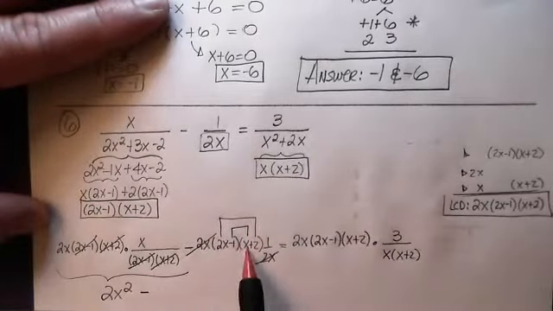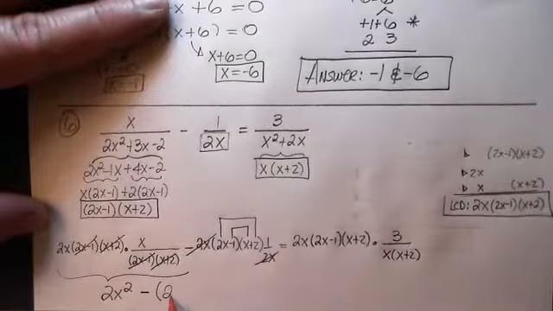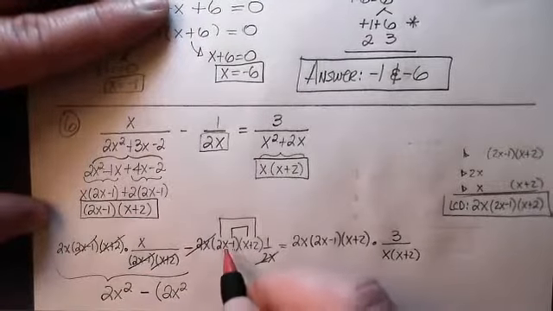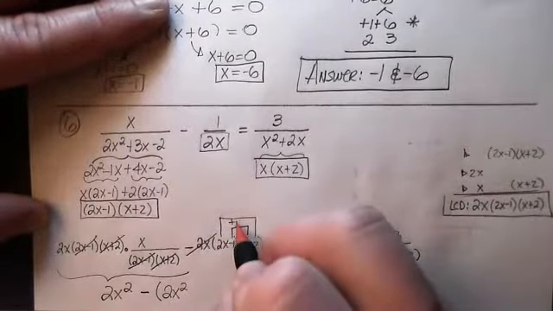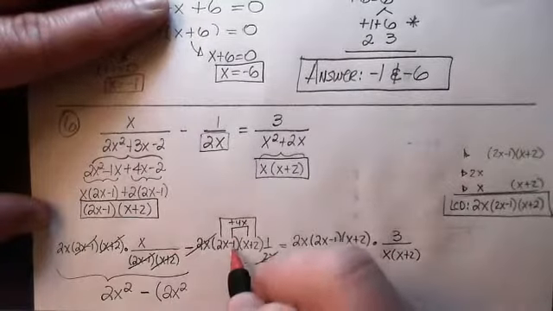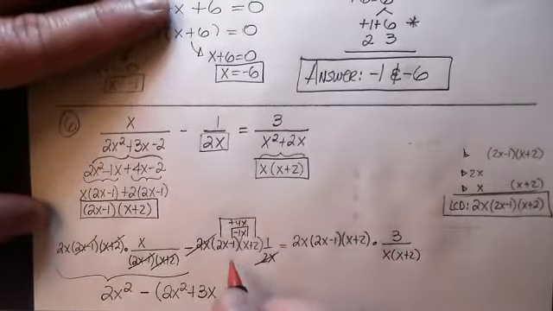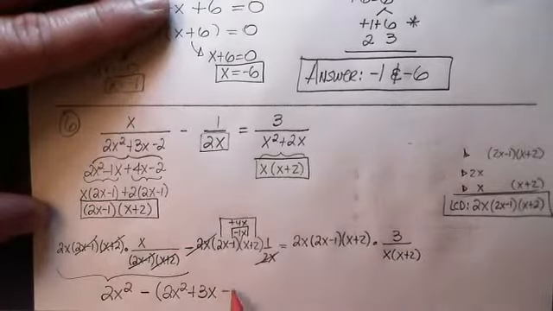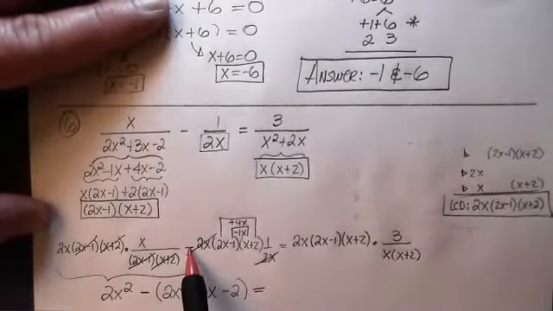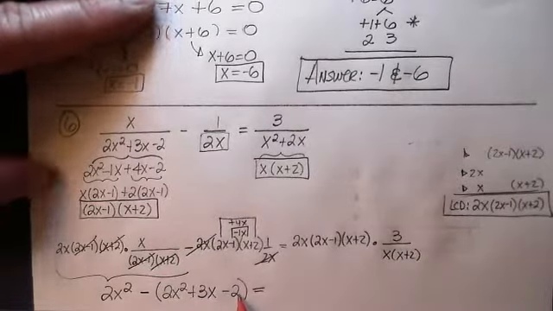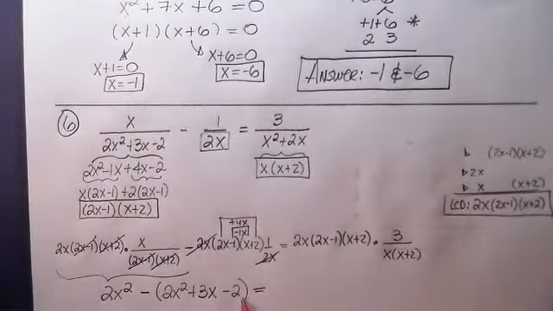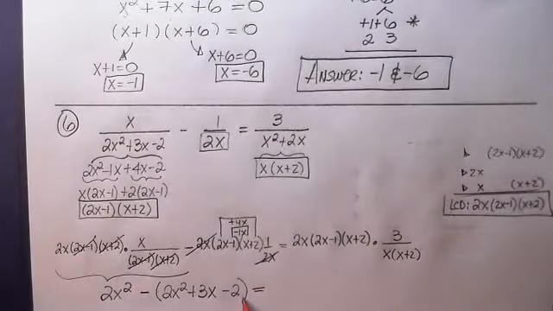So 2x times x is 2x squared. 2x times 2 is positive 4x. Negative 1 times x is negative 1x. So when you combine it, you're going to get positive 3x. And last times last would be negative 2. Notice that I put a parenthesis because this negative here is going to apply to everybody inside the parenthesis. So please make sure to put parentheses, otherwise you will not get the right answer.